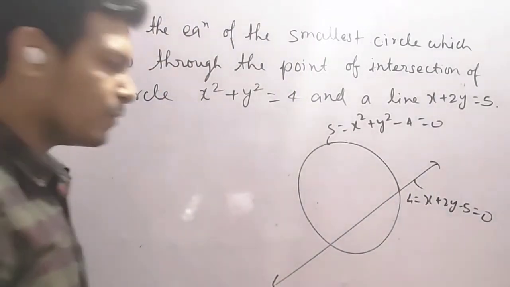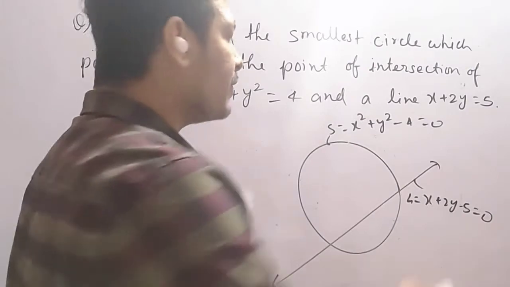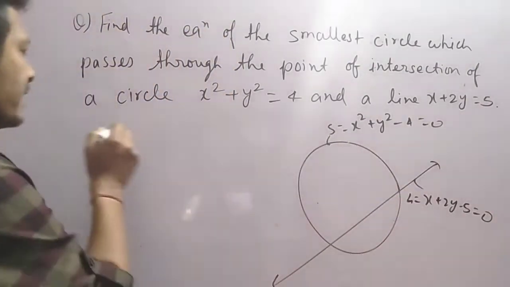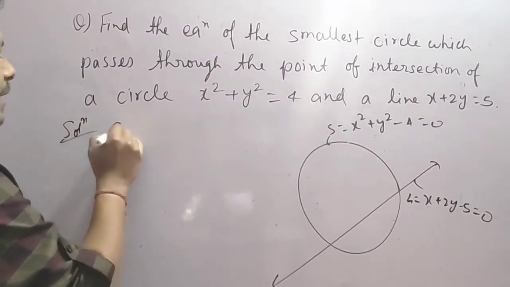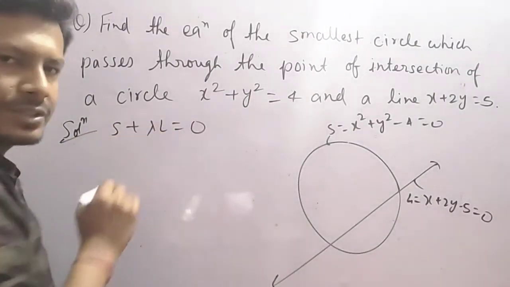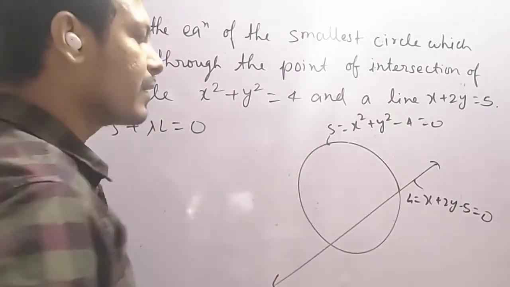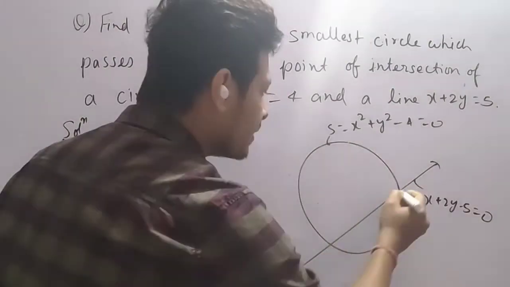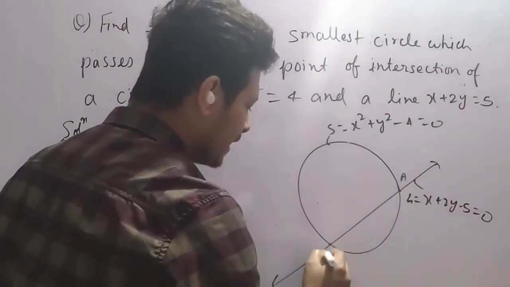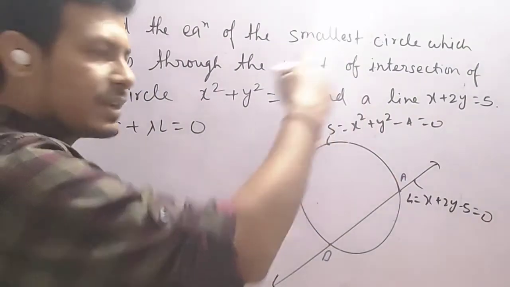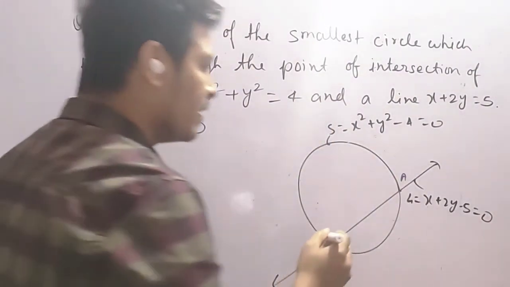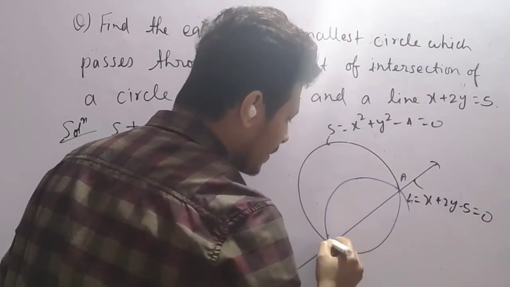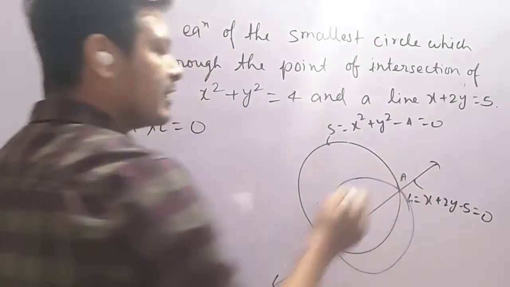Okay, so we know that equation of the family of circle which passes through the point of intersection of S and L is given by S plus lambda L equals 0. Okay, so we can see that from these two points of intersection A and B, we can draw lots of circles. We have to find the smallest circle. A smallest circle के लिए क्या होना चाहिए, A और B क्या होना चाहिए, diameter की तरह काम करना चाहिए ना. A and B must be the diameter of that circle.